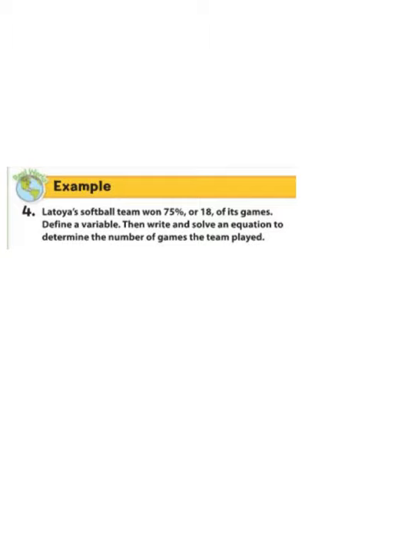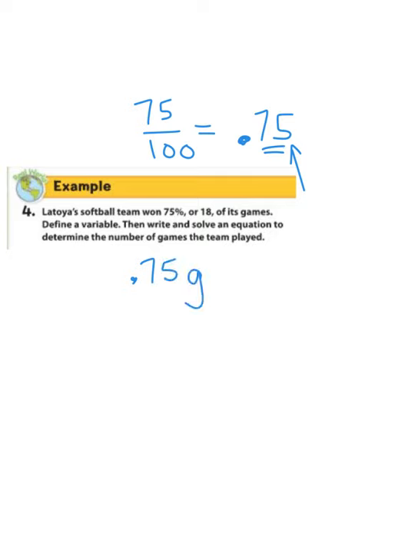We're going to define a variable, then write and solve an equation to determine the number of games that the team played. So 75%, if you write that as a fraction, that's 75 hundredths. And if you use place value, it's literally 75 hundredths, right? This is the hundredths place right there, 75 of them. So what we're saying is 75% of some number of games. We don't know what that is yet, but we do know that it's equal to 18. This looks just like example 3, and we're going to do some good old-fashioned division.